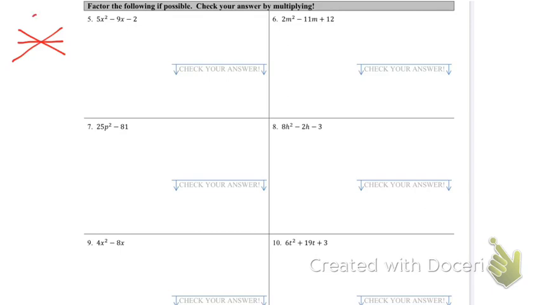The top is A times C. Remember, here's my A, here's my C, and this is my B. So 8 times C, which is going to be 5 times negative 2, is negative 10. That goes on top. My B value goes on bottom. So my B value is negative 9.